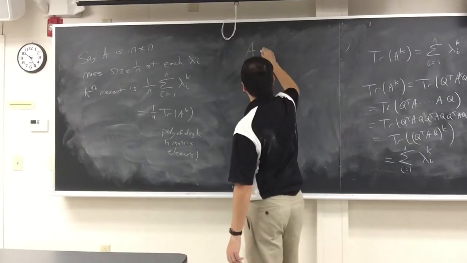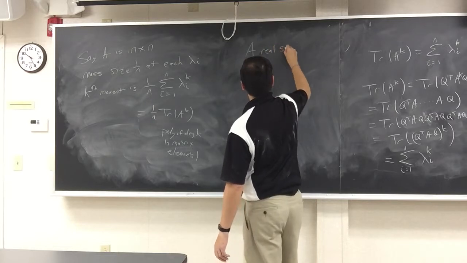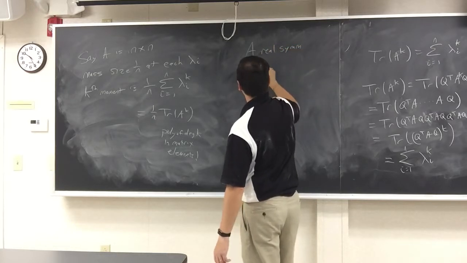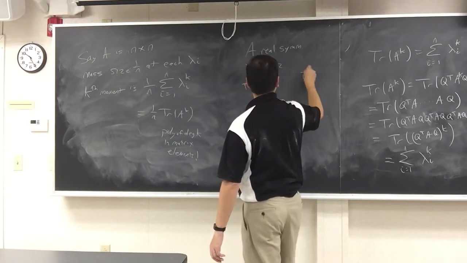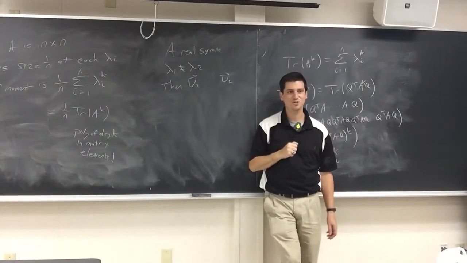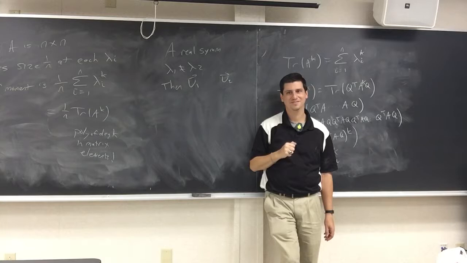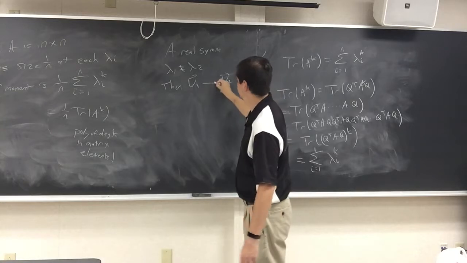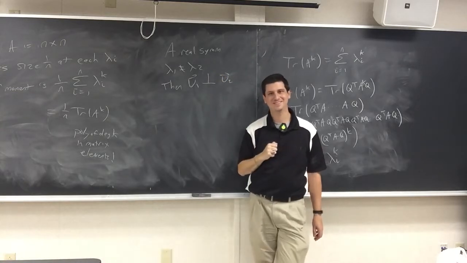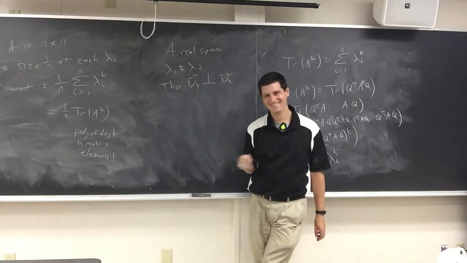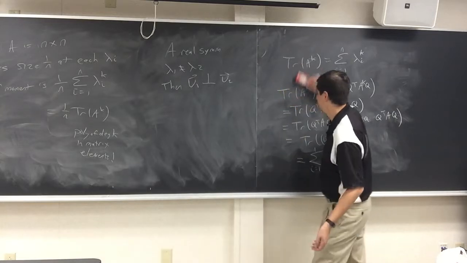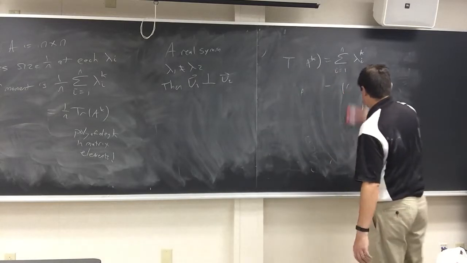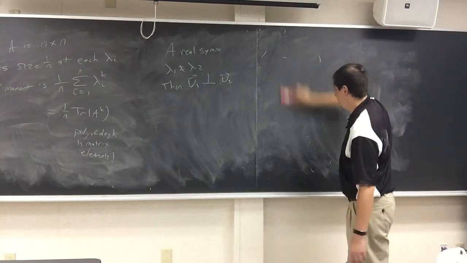So A is real symmetric. Lambda 1 does not equal lambda 2. Then there's a nice relationship between v1 and v2. Does anybody remember this relationship? Has anybody seen this relationship? Anybody remember that symbol from days past? What's the symbol mean? Orthogonal or perpendicular. So if you have a real symmetric matrix, if you have a different eigenvalue, you're perpendicular.